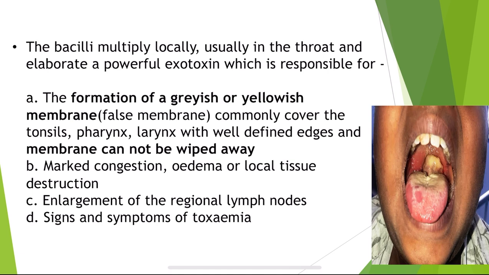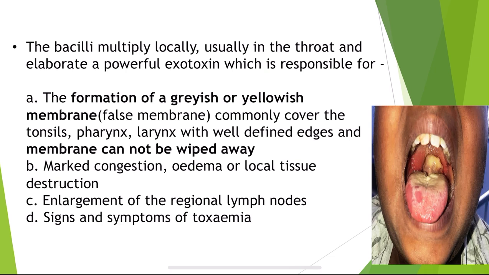The bacilli will multiply locally. So we see once the bacilli enter the respiratory tract, they multiply locally there. Usually it is multiplying in the throat and elaborates a powerful exotoxin. This exotoxin is responsible for the formation of a grayish or yellowish membrane. In diphtheria, you have to mainly remember there is a false membrane formation, a pseudomembrane. What is the appearance of this membrane? It is a grayish or yellowish membrane. It is a false membrane.